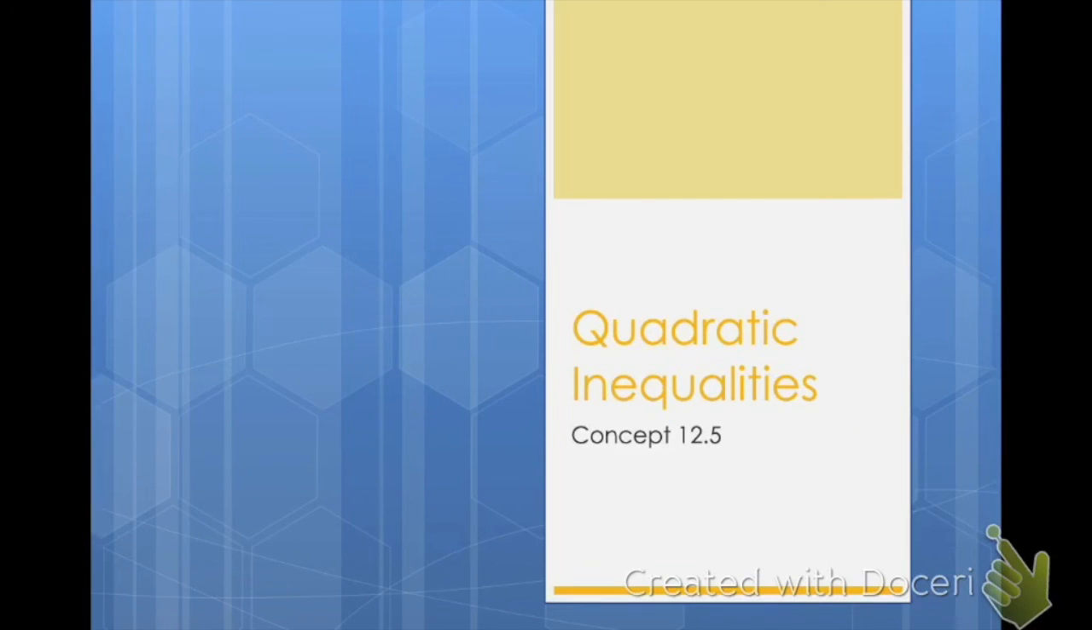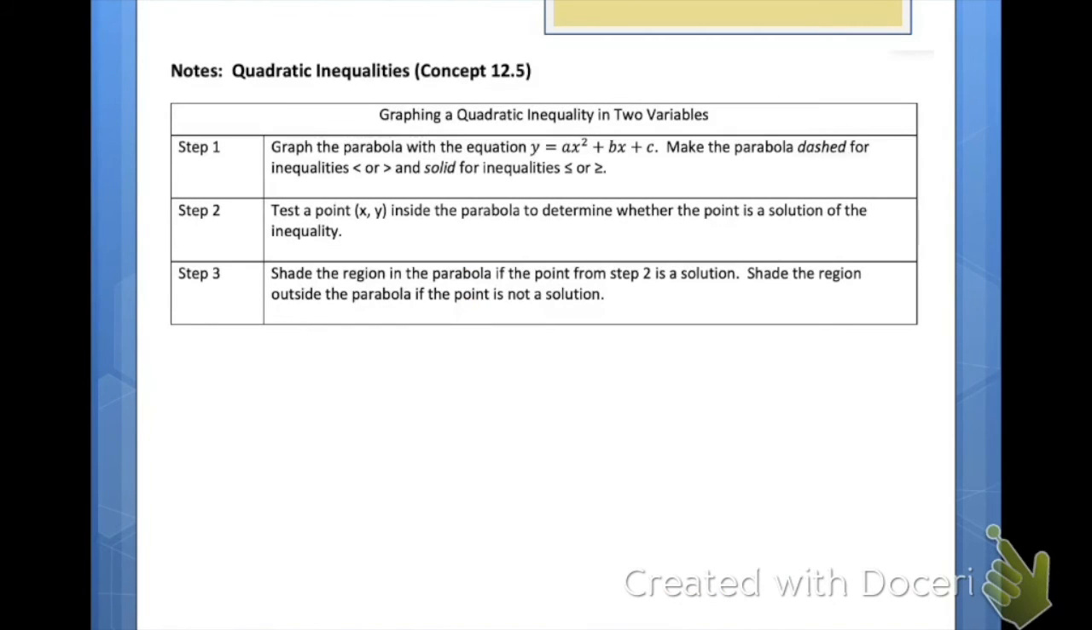Advanced Algebra 2, Quadratic Inequalities, Concept 12.5. So first we're going to start solving inequalities that are in two variables. And by solving, what we're going to do is graph them on a graph space and then show the shaded region which describes the inequality.